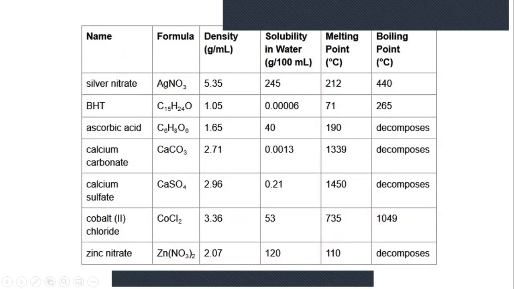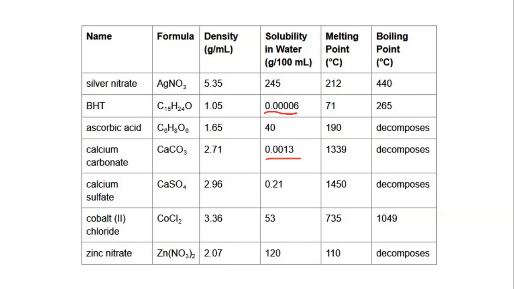So this is a physical property table of different types of solids. We have silver nitrate, BHT, ascorbic acid, etc. And as you can see, they all have their densities listed, and solubility in water. Just to make a few comments, for example, BHT, calcium carbonate, calcium sulfate, their solubilities are very low, indicating they're very insoluble in water, in 100 milliliters of water.